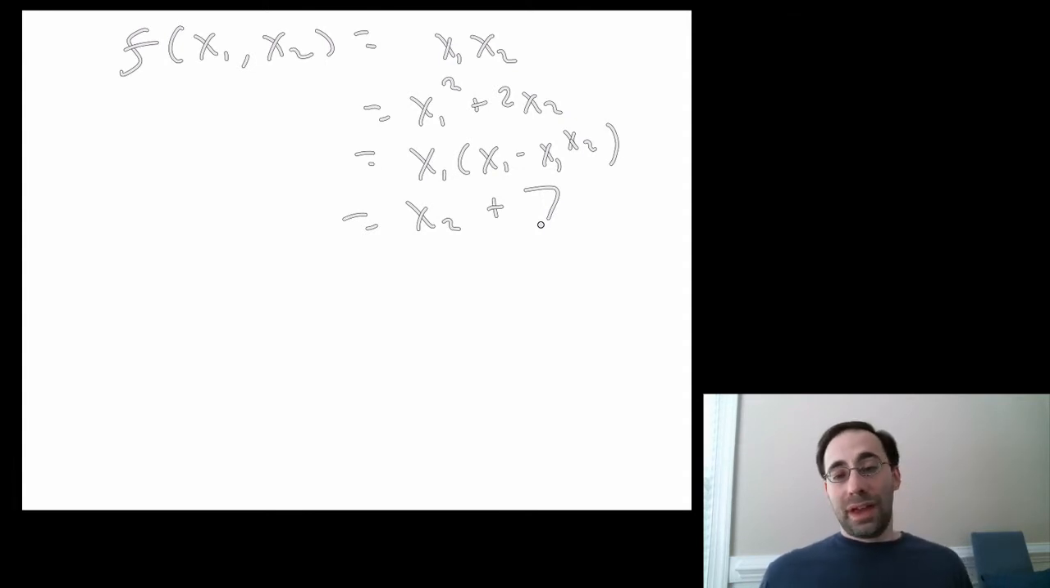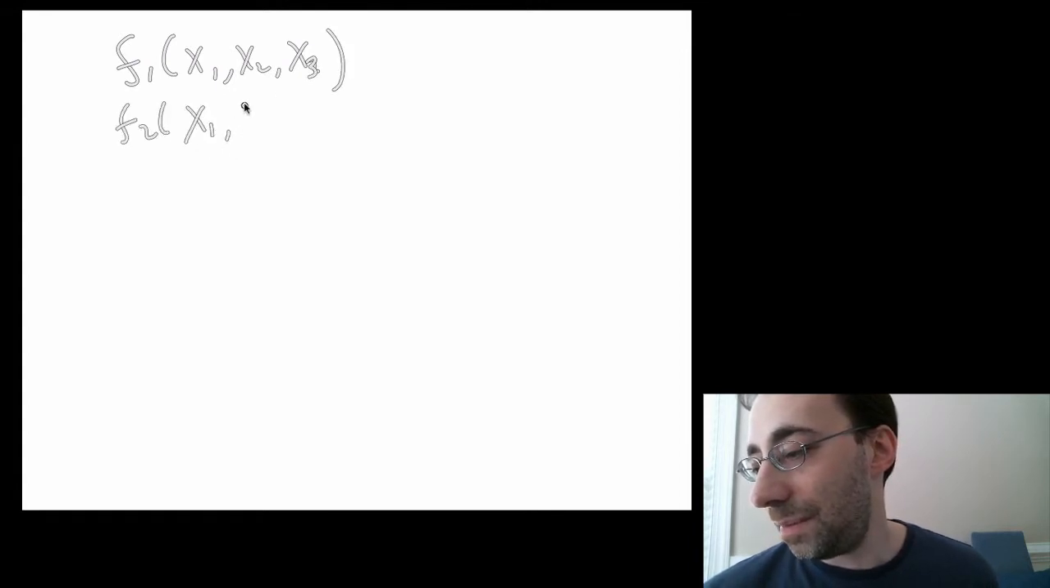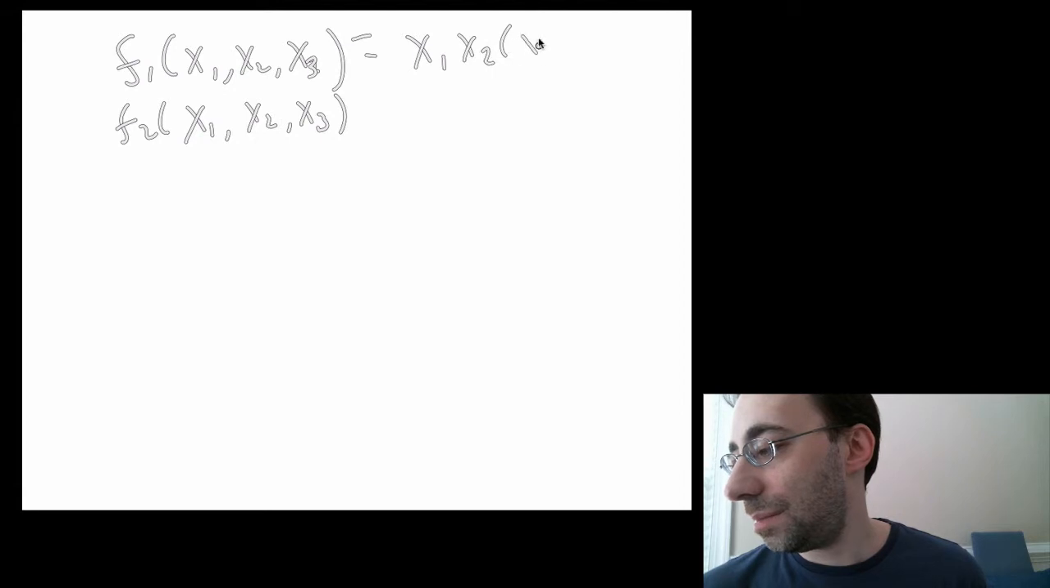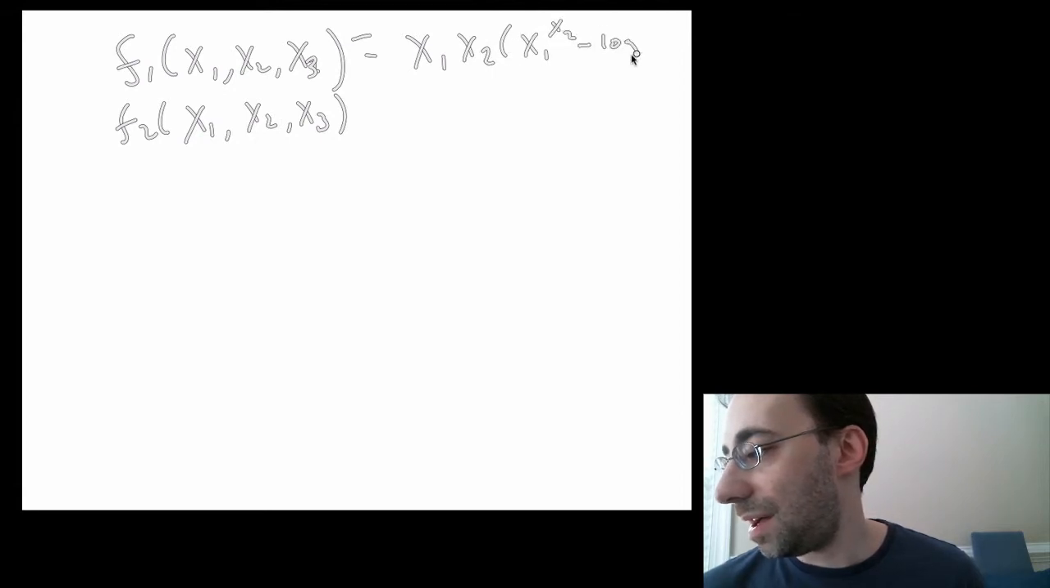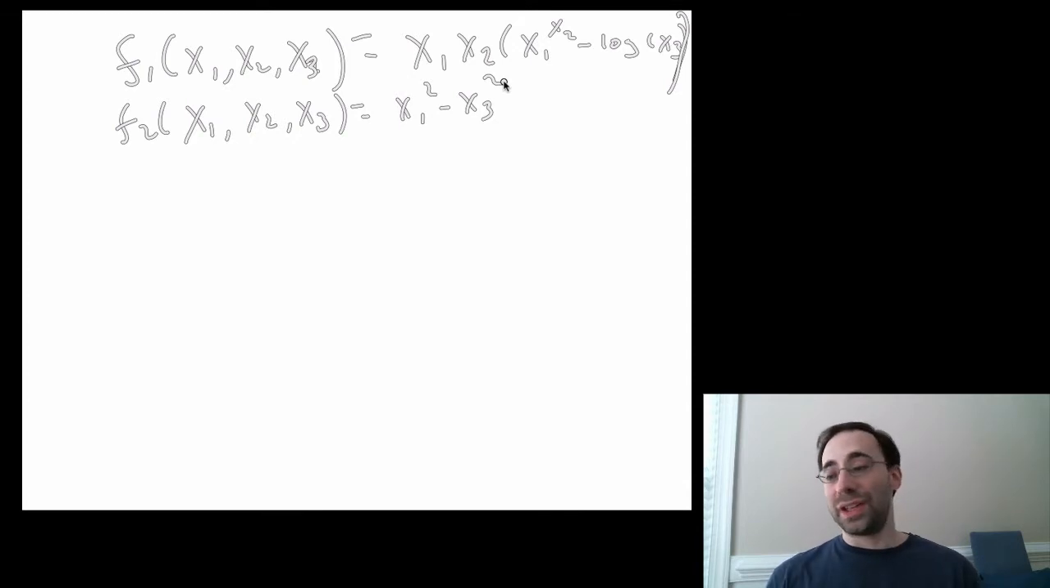If I wanted to do more than one, a vector f, I'll just define the components separately. So let's have a vector with 2 components. Here's my vector f. Let's say this one could be x1, x2 times x1 to the x2 minus log of x3. Another one, let's say this one could be x1 squared minus x3 squared. Again, note that every component does not need to include everything it's a function of. The point is it could be a function of all these different variables, and you just define each component of f separately.